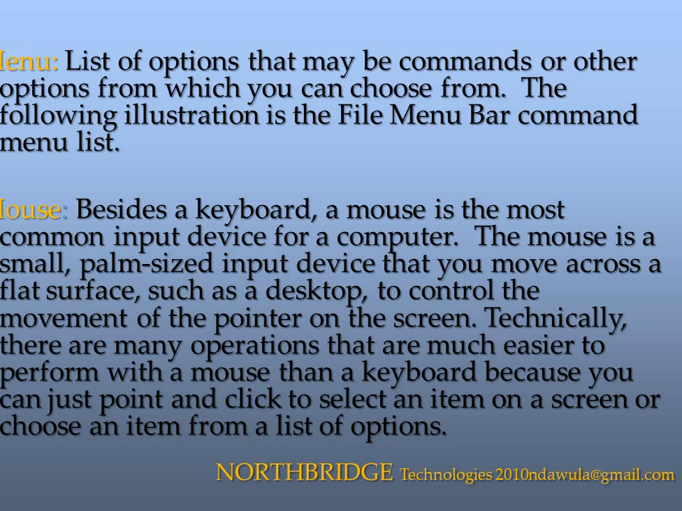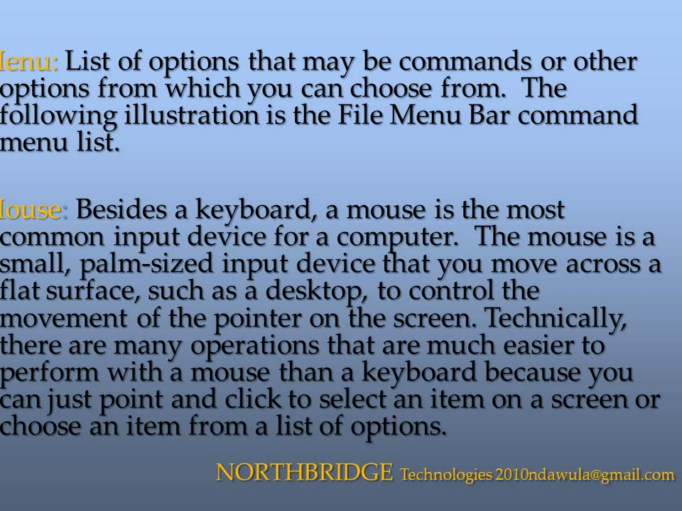Now let's look at menu. Menus are lists of options that may be commanded, or this could be designed by programmers to act as a file menu bar command, or to act as lists of items. So when we talk about a menu or a menu bar, it means we are going to have things in the form of a list. So when you hear the word menu, it means these are lists or options that one will choose from.